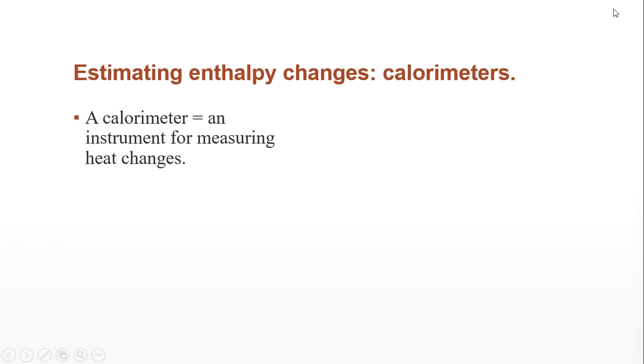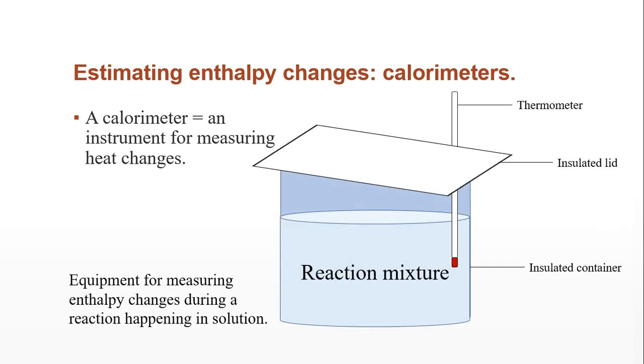There are ways for us to experimentally determine enthalpy changes. For example, we can use calorimeters. That's an instrument for measuring heat changes. It could look like this.